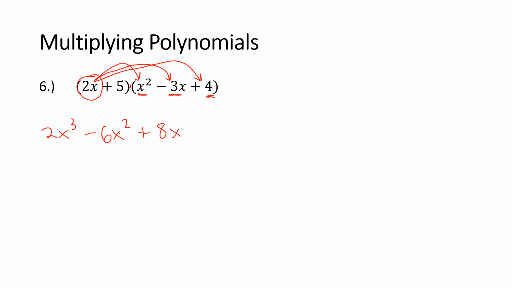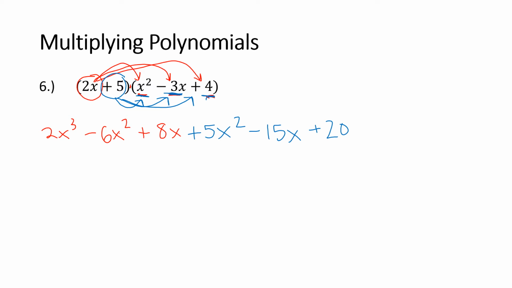I'm going to switch colors here. We're going to do the exact same thing with the 5. We're going to take the 5 and distribute it and multiply by everything over here. So we're going to do 5 times x squared is 5x squared. And we're going to do 5 times negative 3x, which is negative 15x. And we're going to do 5 times 4, which is 20.